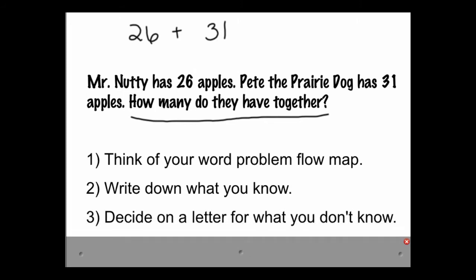Let's decide on a letter for what we don't know. So instead of the question mark, we need to have a letter there. I like to use a letter that kind of relates to my problem. In this case, I'm talking about apples, and apples start with A. So I'm going to write the letter A. It can be any letter.